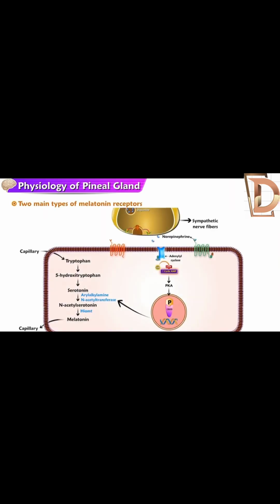There are two main types of melatonin receptors, melatonin 1 and melatonin 2. Melatonin 1 promotes sleep. Melatonin 2 synchronizes circadian rhythm. Pharmacology.